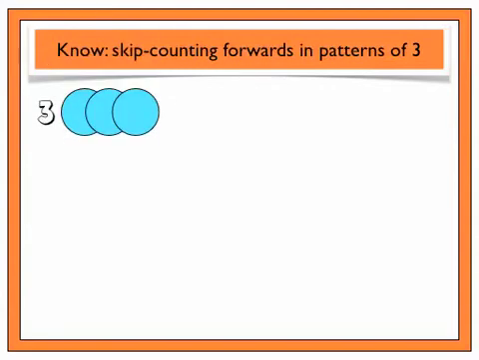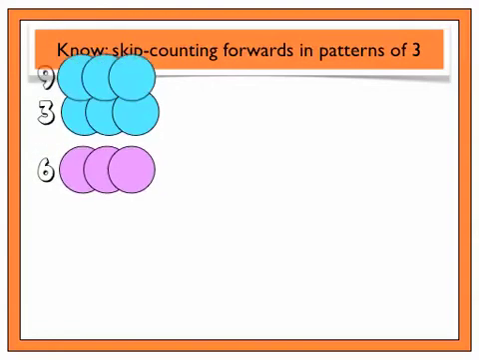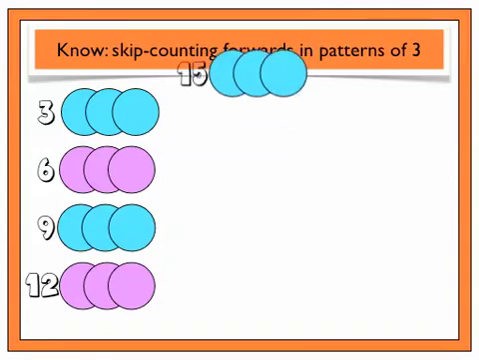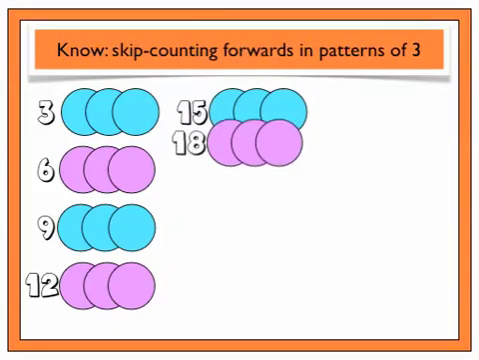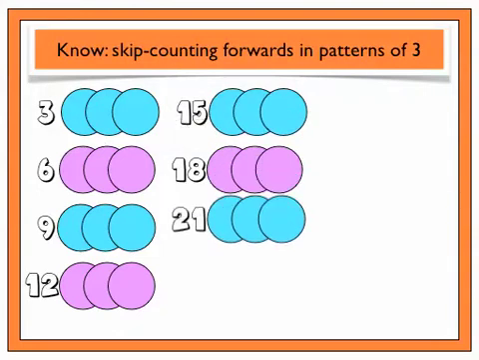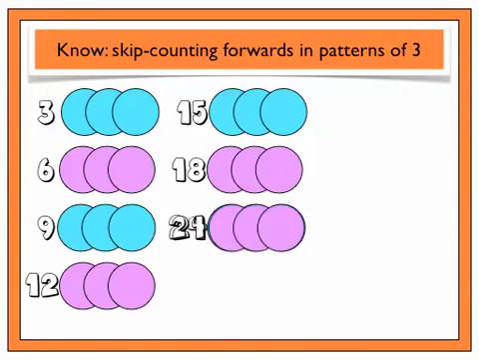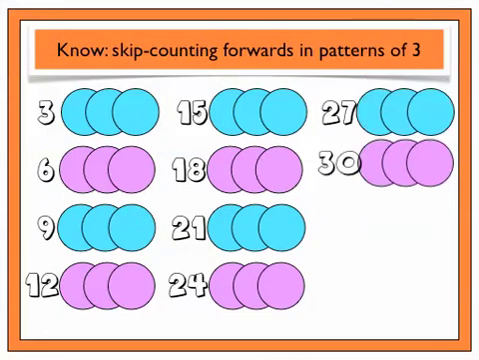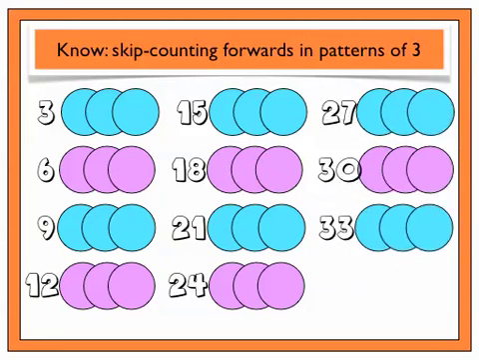Here we go. 3, 6, 9, 12, 15, 18, 21, 24, 27, 30, 33, and 36. Review this video until you feel confident about skip counting forward in a pattern of 3.